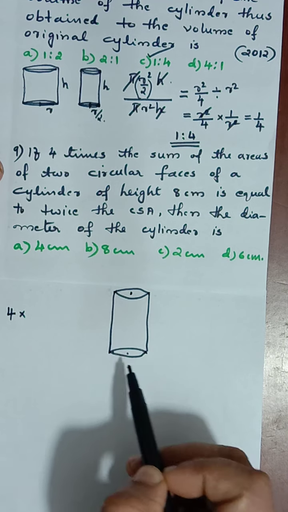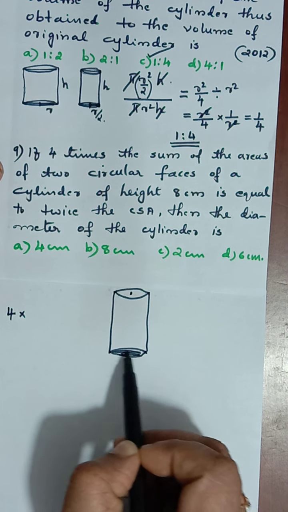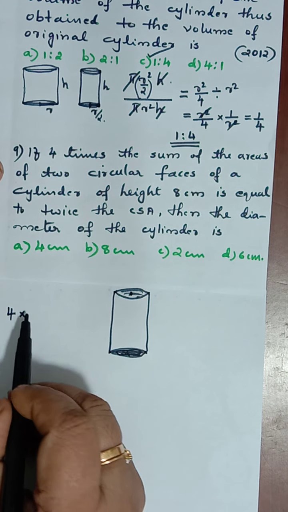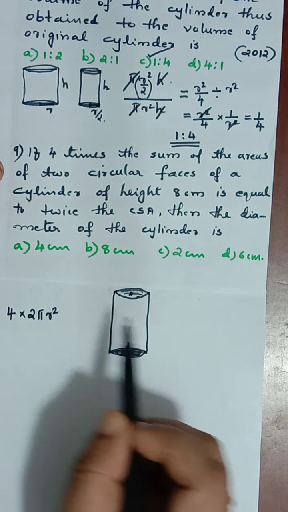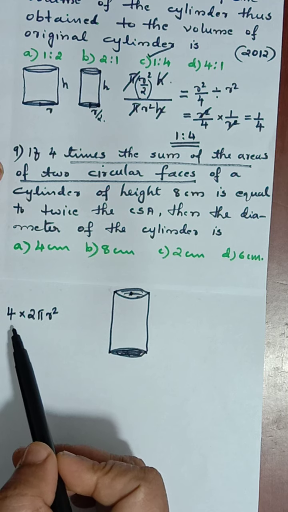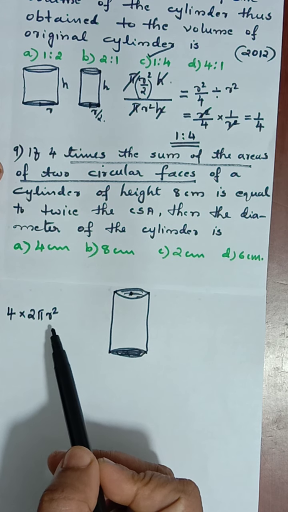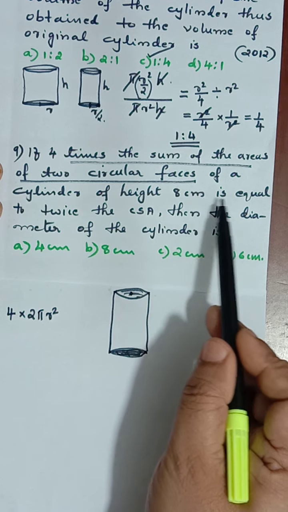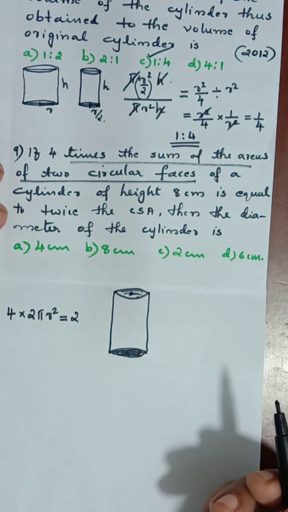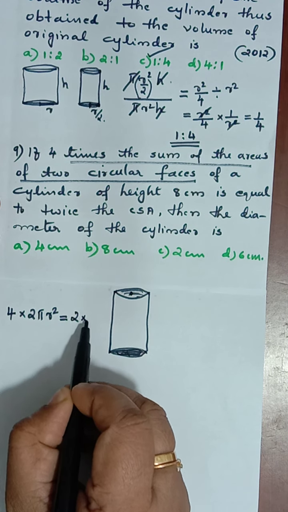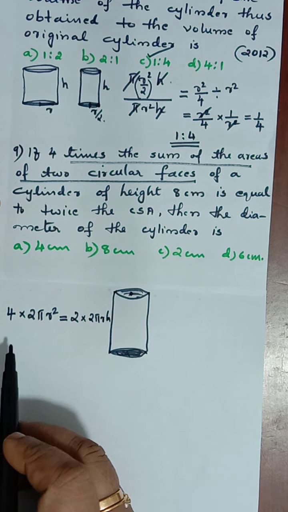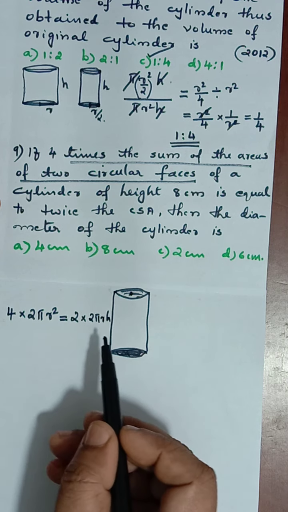This is pi r square, and this is also pi r square because it is circular. Pi r square plus pi r square is 2 pi r square. So 4 times the sum of the areas of the two circular faces is 4 into 2 pi r square, which is equal to twice the CSA. What is CSA? 2 pi r h. So 2 into 2 pi r h.